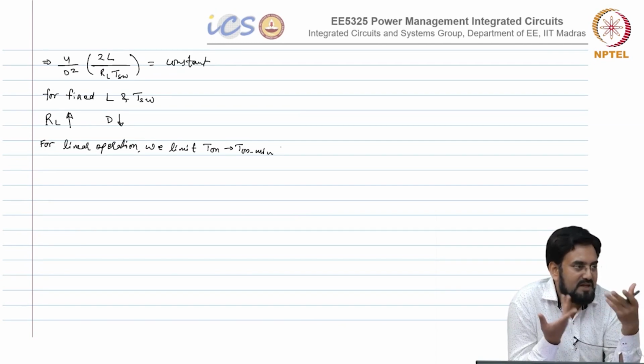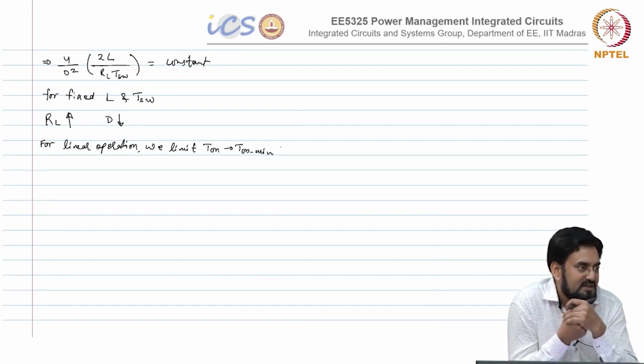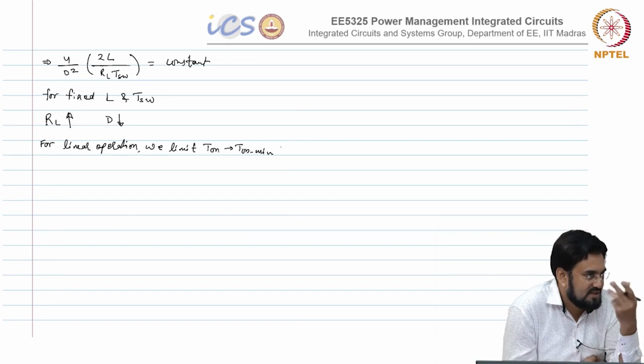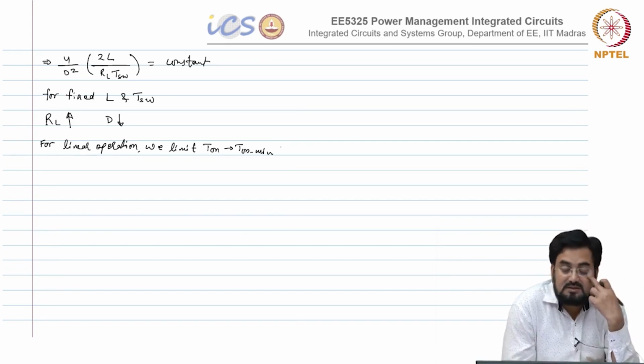Most of the time, depending upon switching frequency, we decide this. For lower frequency you may limit it at maybe 100 nanosecond or so. For higher frequency you may have to limit this to maybe tens of nanosecond, 20 nanosecond, 30 nanosecond. Okay.